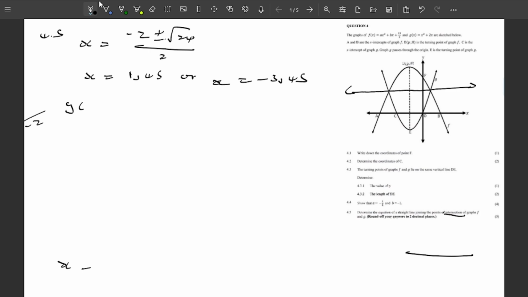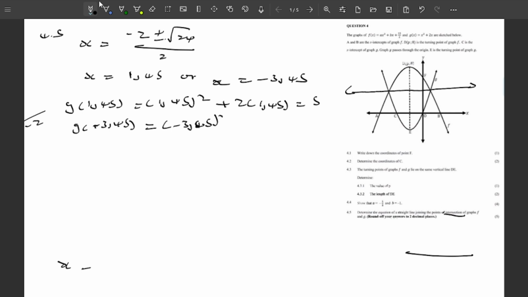I'm going to use the second one. Let's use this one because it's quite simple. It's a simple equation, we won't complicate our life. So 1.45 squared plus 2 times 1.45 should give us 5. And now we look for negative 3.45: negative 3.45 squared plus 2 times negative 3.45. We find that it is 5 if rounded off. So therefore both of our y values are 5, both of them.